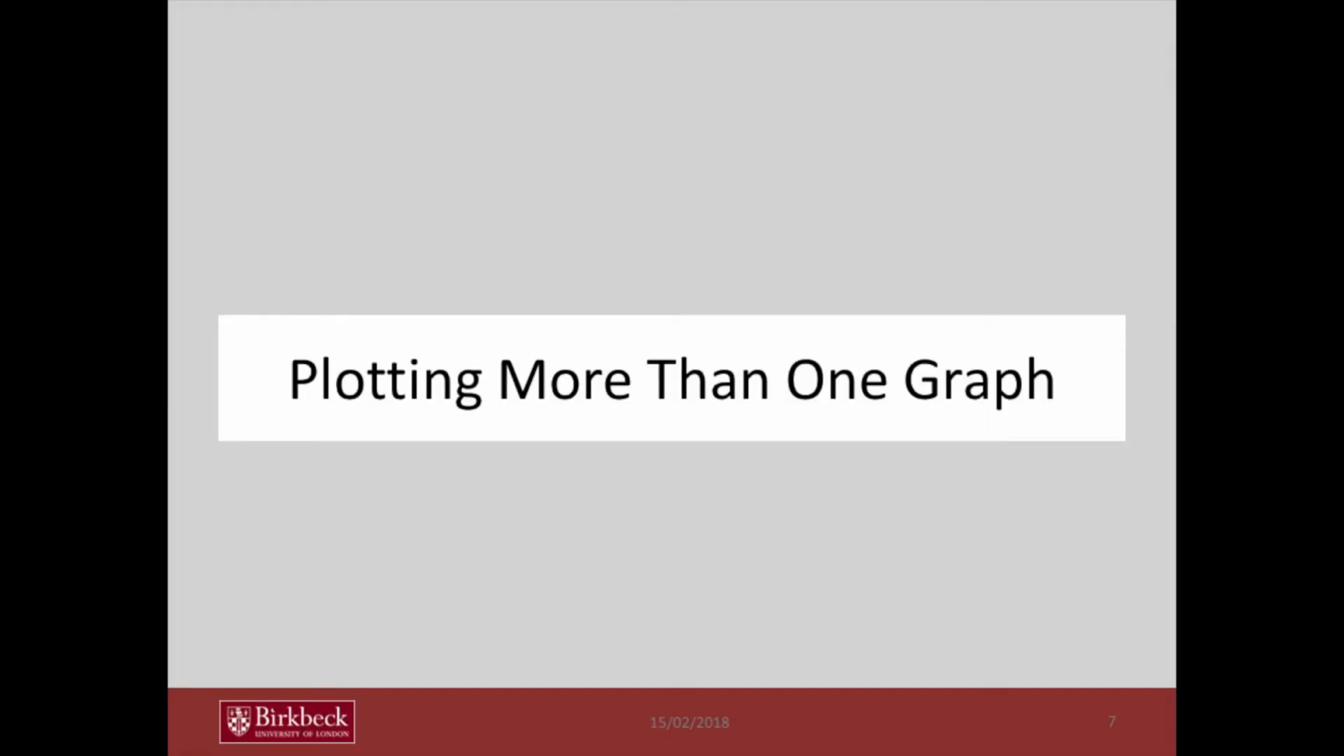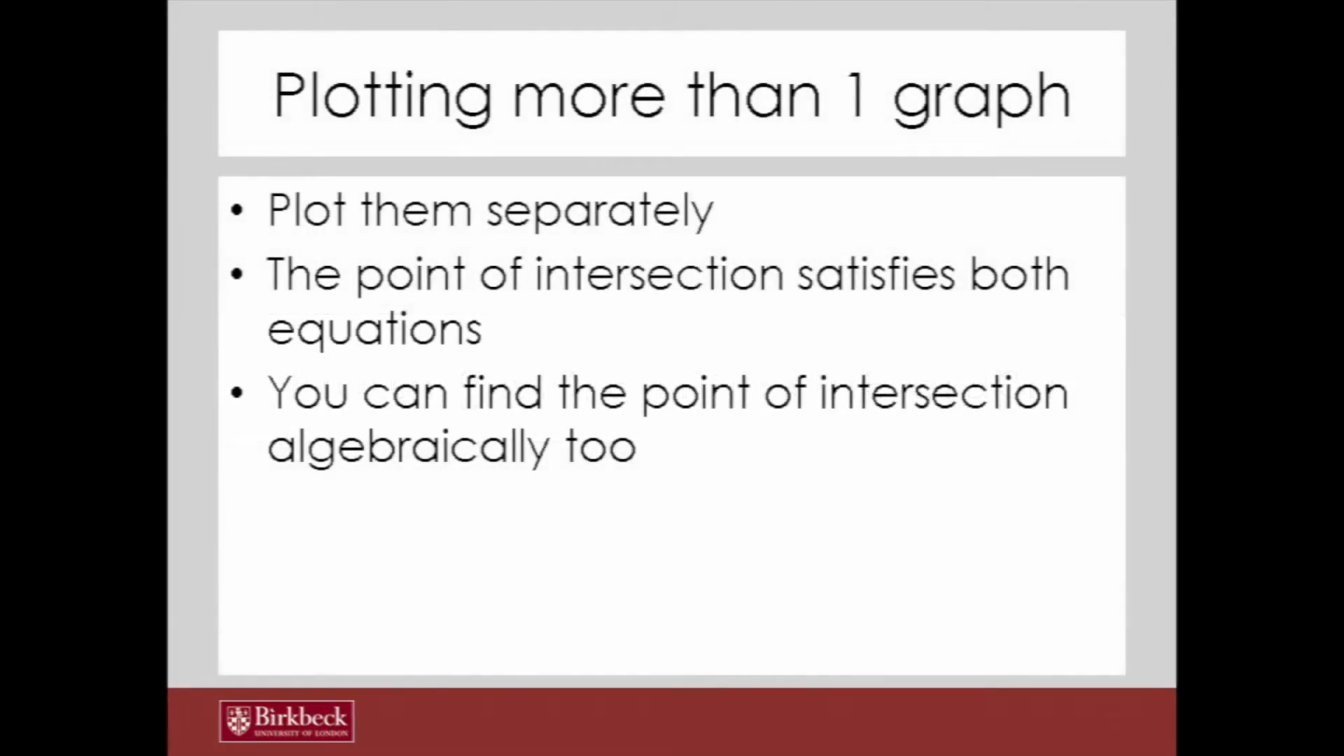Now, what happens if you need to plot more than one graph in the same coordinate system? Well, you can just pick out the first graph, plot it, then pick out the second graph, plot it, and then you are done. Remember, we can plot graphs by calculating the x and the y intercepts and then just draw the line in between.